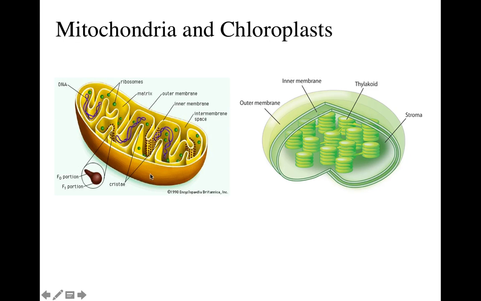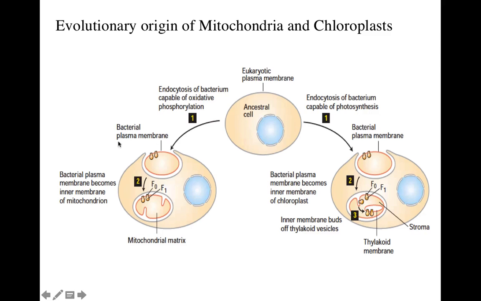If you look at this structure, this outer membrane is the covering which came from the plasma membrane of the eukaryotic cell, and this is what lies inside. This is the bacterium, and it is capable of oxidative phosphorylation because it contains ATP synthase molecules. This ATP synthase contains these two portions, FO portion and F1 portion. We will talk about this later in detail. But this is how the mitochondrion came into existence: both the eukaryotic cell and this engulfed bacterium started living in coexistence.